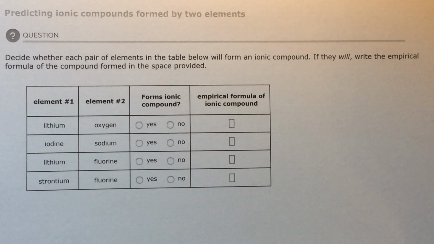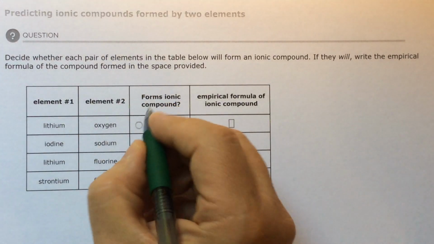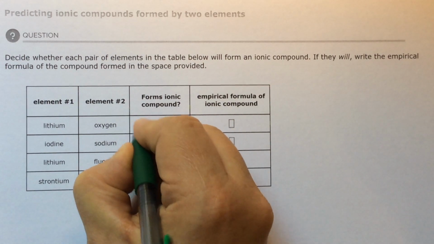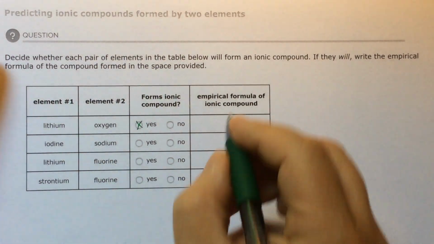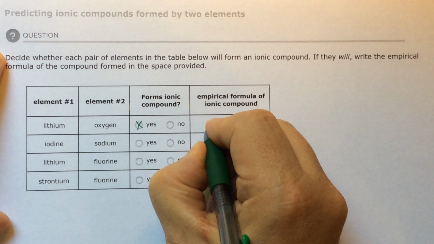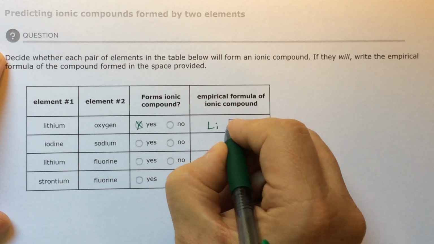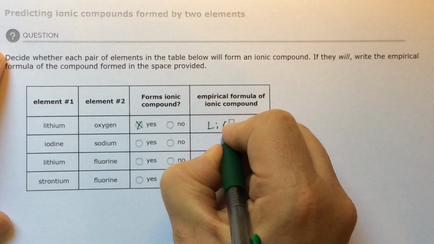All right, so lithium is in group 1, so it will have a charge of positive 1. Oxygen is in group 6, so it will have a charge of negative 2. Can I put positive 1s with negative 2s? Sure I can. I can form an ionic bond with a metal and a nonmetal, so I'm going to say yes. Lithium is my cation, so I'm going to put it first. Oxygen is my anion, so I'm going to put it second.